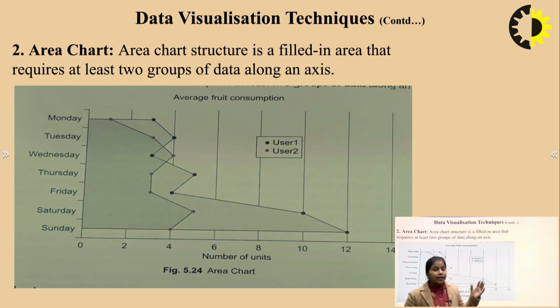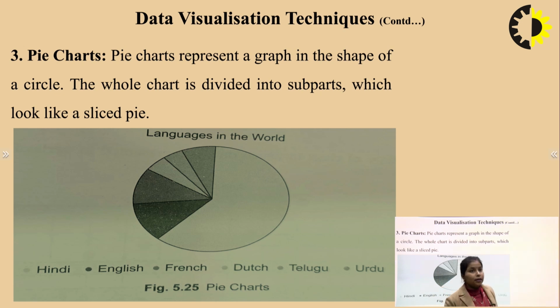Now next is the area chart. The area chart structure is a filled-in area that requires at least two groups of data along an axis. In this picture, the number of units and average fruit consumption is shown, here for user 1 and user 2. In weekdays, we can see which user consumes more fruit, shown by the more consumed area.